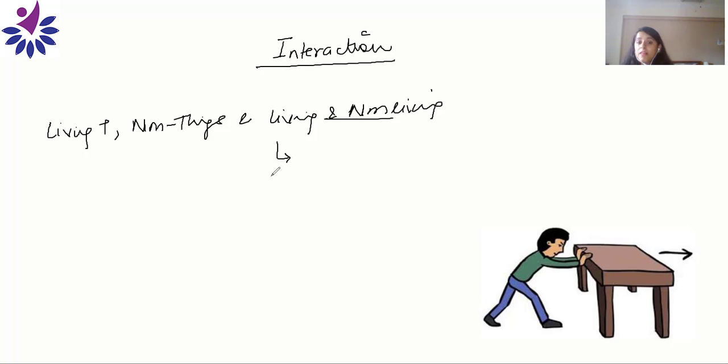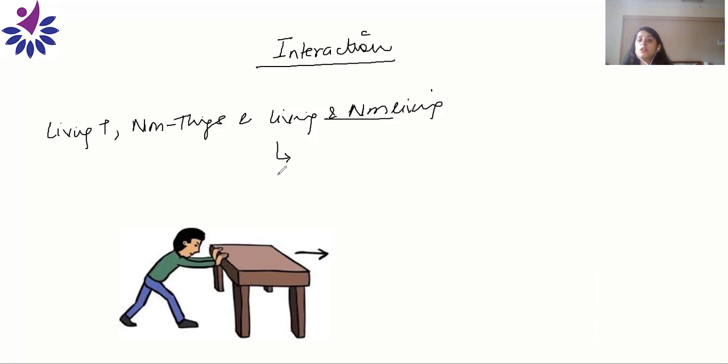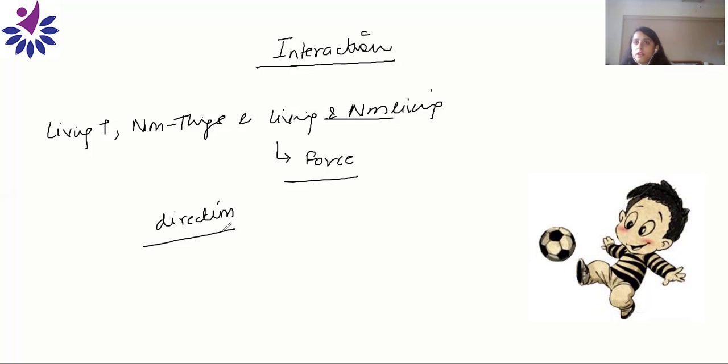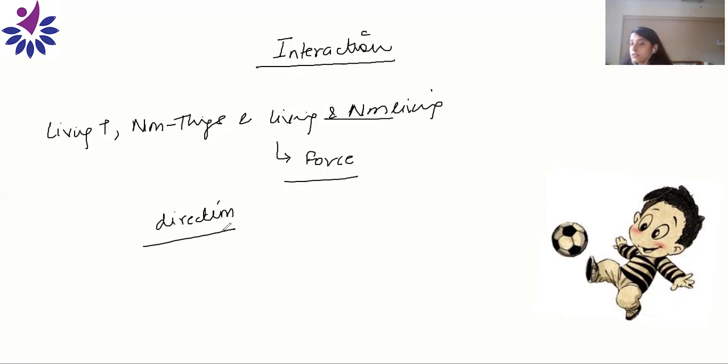So when there is some kind of interaction, whether by contact or non-contact, we say it's force. Two things we have already discussed: when we say we push or pull, a force is being applied; when there is some interaction happening, the force is applied. And what is the third part? The direction. When you kick the ball, it goes to the front. It can change its direction also when you pass it to some other person.